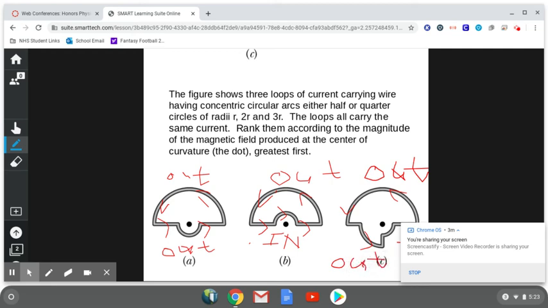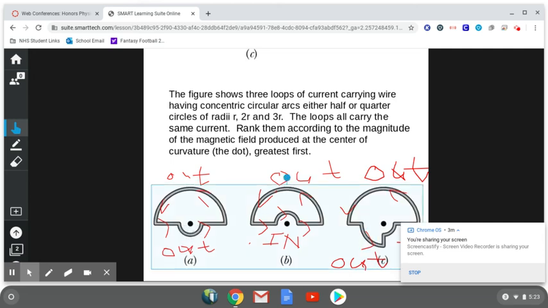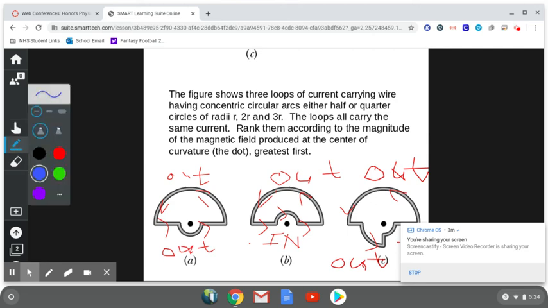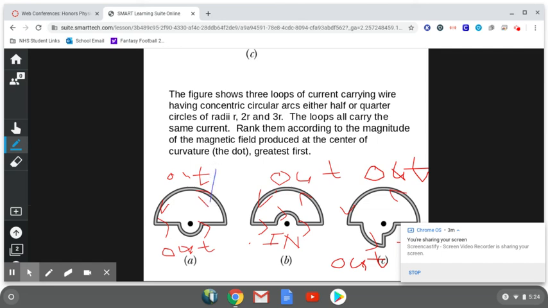But because this arc here is farther away, it has a much larger radius than this portion over here, then for that reason, this arc would produce a weaker magnetic field. So if we're trying to rank these, which is ultimately what they asked us to do, we'd have to rank these in terms of strength as this would be the first, this would be the second, and this would be the third strongest so far.